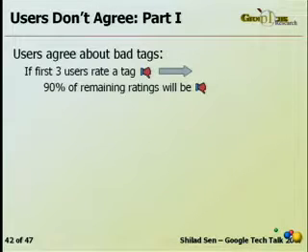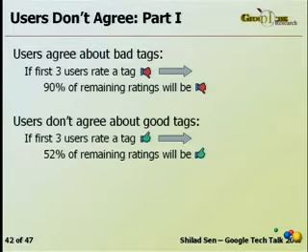On the other hand, users don't agree about good tags. So if you look at the first 3 users who rated a particular tag, and they're all positive, only 50% of the remaining ratings will be positive. So users really didn't agree about what tags were good. They just agreed about what tags were bad.